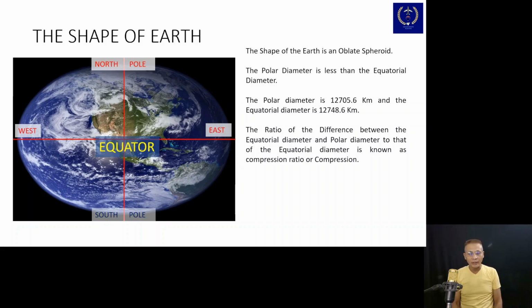12,705.6 kilometers, and the equatorial diameter is 12,748.6 kilometers. So if we take the difference between the equatorial diameter, that is 12,748.6, and 12,705.6, and divide it by the equatorial diameter, that ratio is known as the compression ratio.